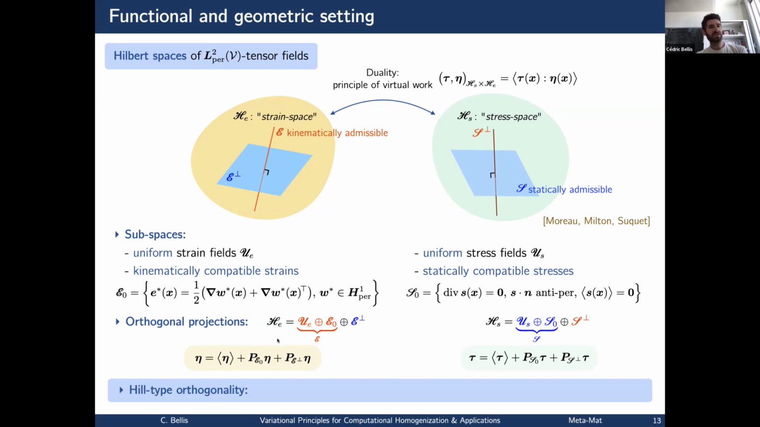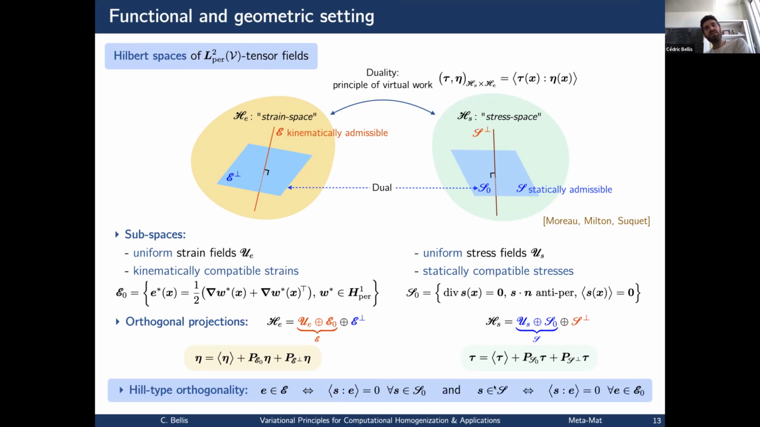Lastly, I can remind myself about the Hill lemma. What does the Hill lemma say? It says that if I take any field E which is kinematically admissible, then this field produces zero energy if we compute it against a field S which is statically admissible. What it means geometrically is that the subspace of statically admissible fields, S naught, statically admissible at zero, is dual to the orthogonal subspace of kinematically admissible fields.